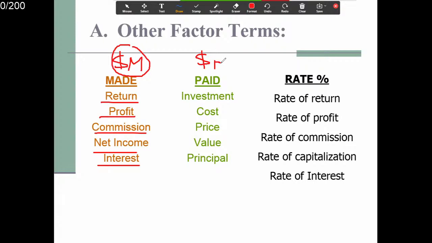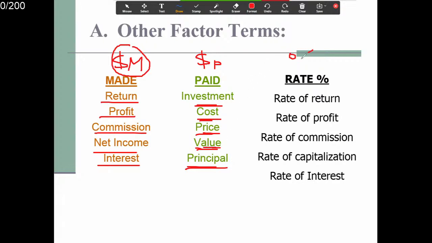How much is being paid? How much is your investment? How much do they cost you? What is the price that you pay? What's the value of the house that you invest? What is the principal that you put down? So how much you spent.